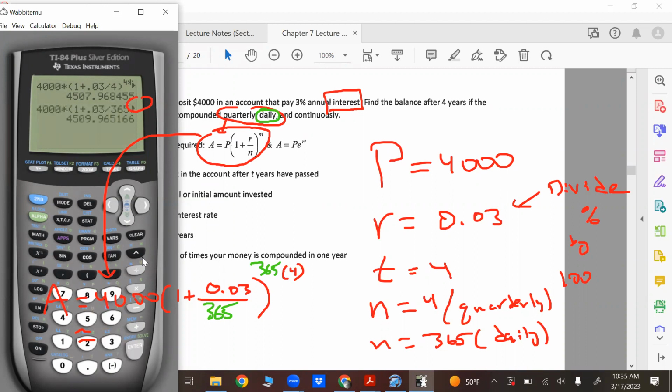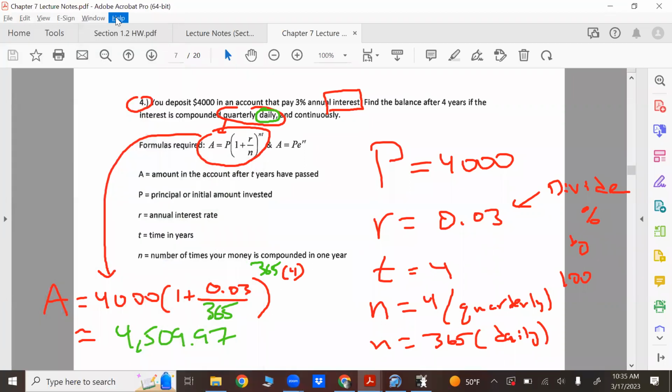Divided by 365. So you don't make that much more if you do it daily. Continuously, what do you divide by if it's continuous? I'll talk about it in a sec. Okay, so guys, for daily, it's not that much different, right?